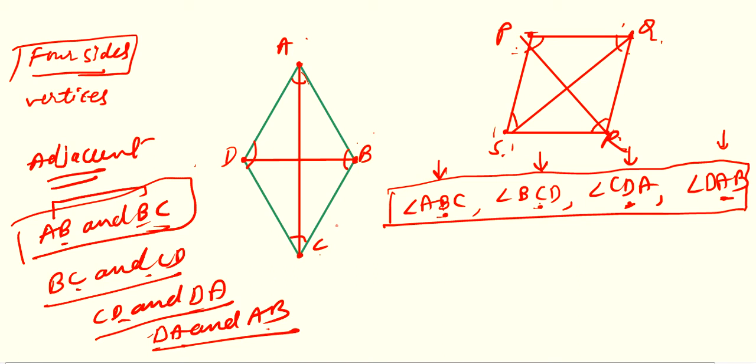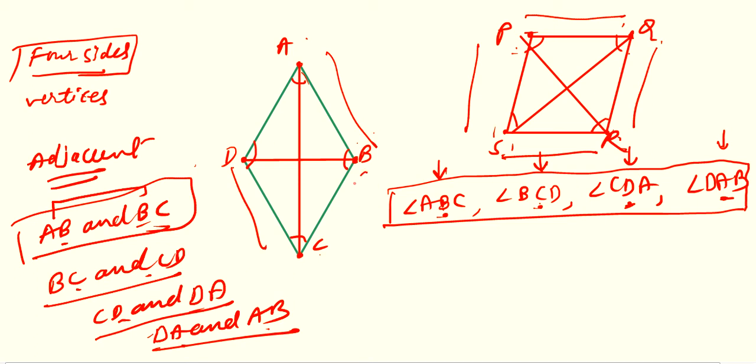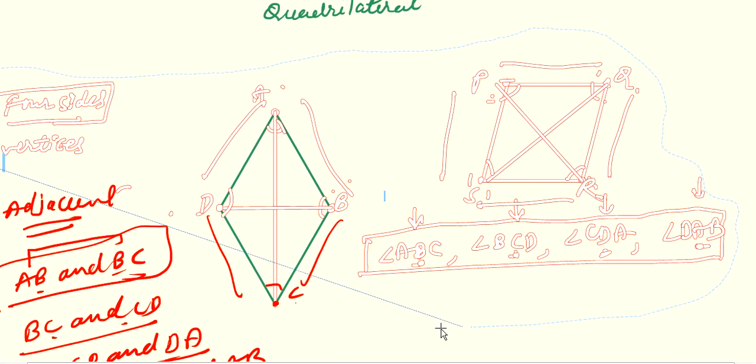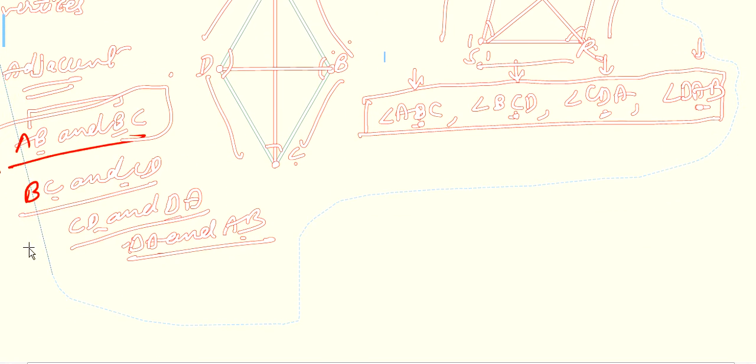Then pair of opposite sides. As you can see in this, opposite side to PQ is SR, and opposite side to PS is QR. Similarly, opposite side to AB is DC, opposite side to DC is AD. Clear? Now, in a quadrilateral, the sum of angles that we are having is 360 degrees. In a quadrilateral, total sum is 360 degrees. Okay?